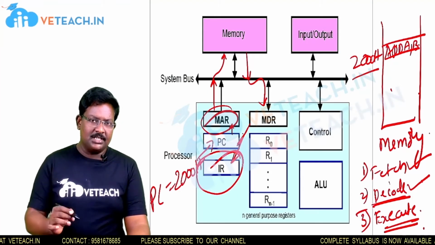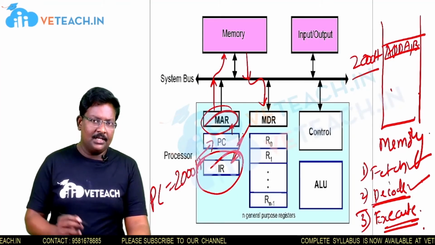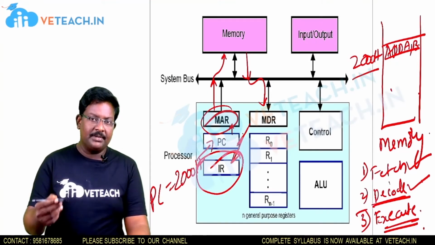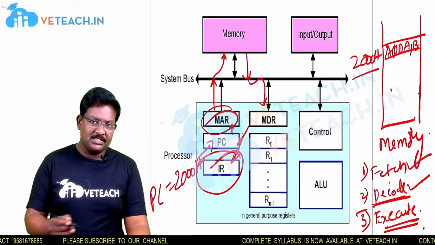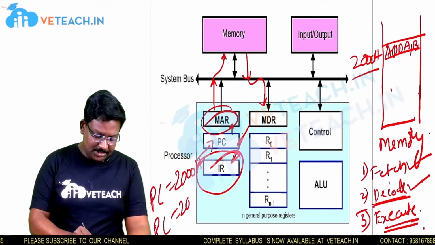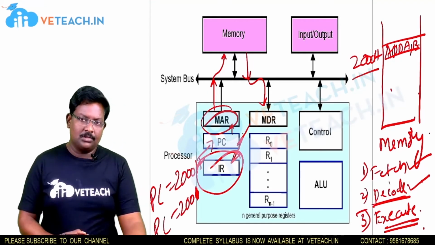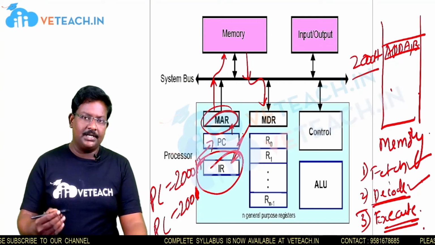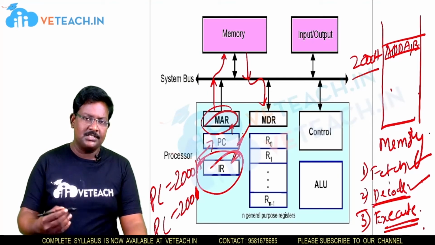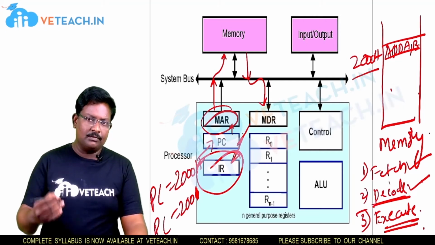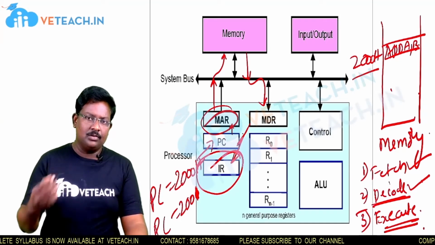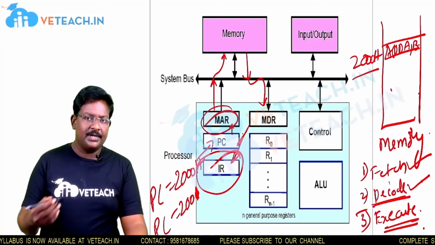Whenever the instruction is placed in the IR, in parallel the program counter content is incremented by 1. Previously in the PC we had 2000; now the PC value changes to 2001. We increment the PC content so that the next instruction address is already placed in the PC. That is the use of incrementing the PC value, since the PC holds the next instruction address.